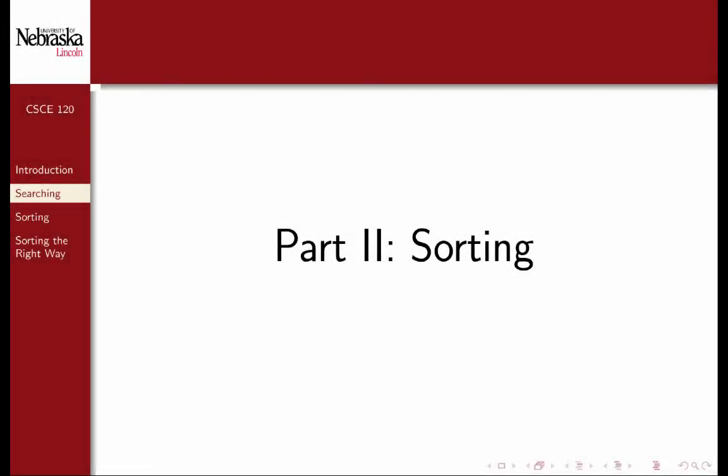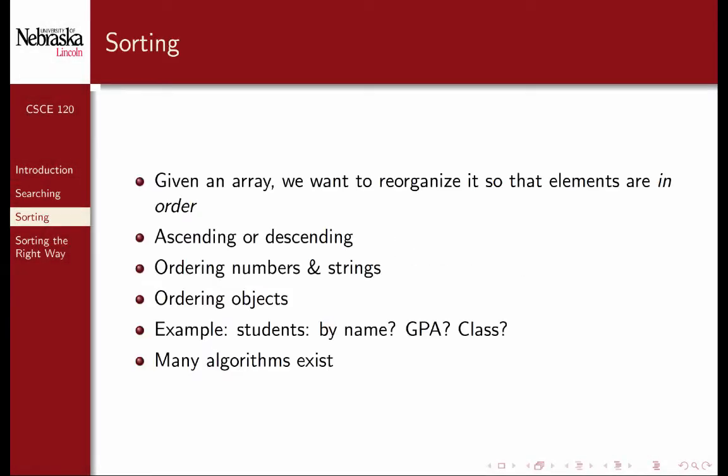Welcome back to Part 2, Sorting. Given an array or collection of elements, our goal is to reorganize it so that the elements are in some order. This could mean either ascending or descending order. You can order numbers or strings in any natural way. Or you can order objects, for example, objects that represent students. You could order them by last name, first name, or you could order them by GPA or class rank, etc.